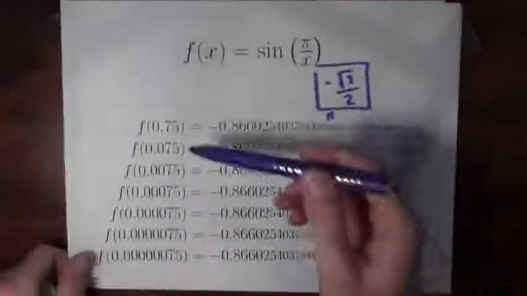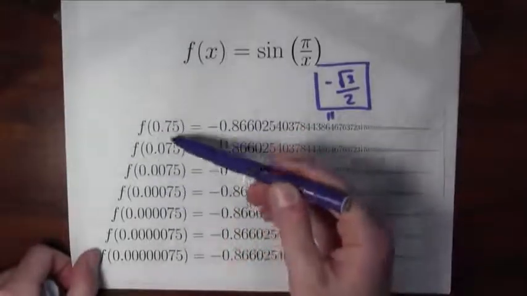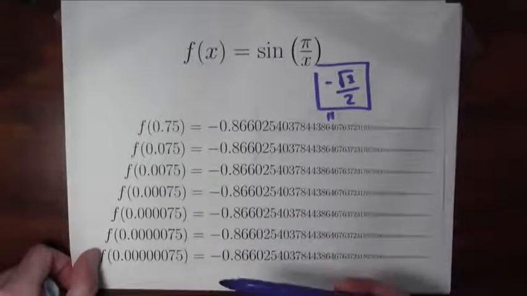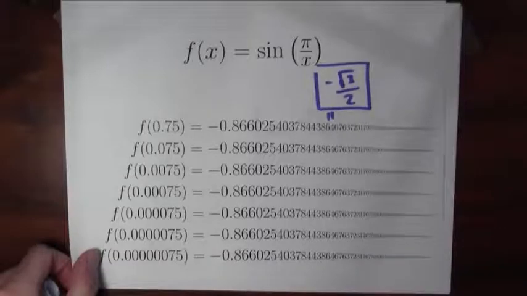I mean, again, all of these values, 0.75, 0.075, 0.0075, these input values are approaching 0, and the function's value at all of those inputs is the same. So what gives? Is the limit 0? Is it negative 0.8? Which is it?